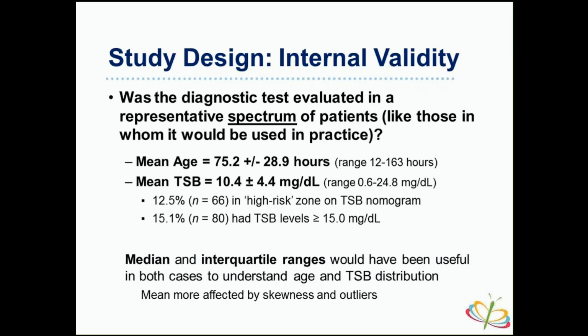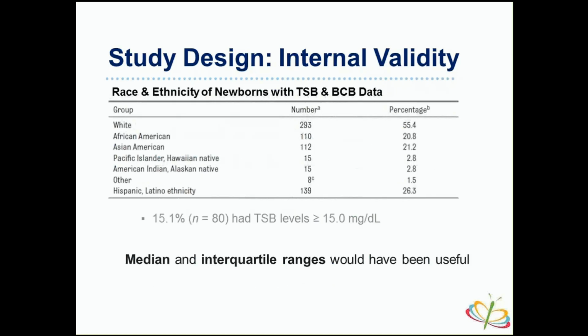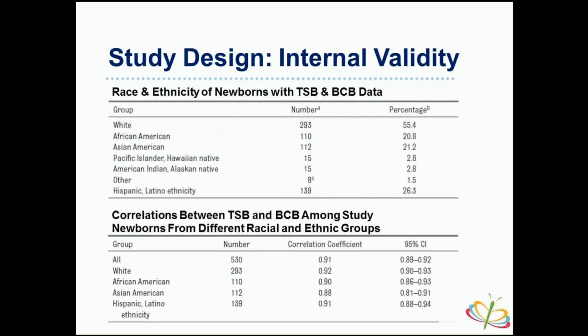Another way to answer this question is to see if they looked at various ethnic groups. As we saw in the other table, they looked at various ethnic groups, as you can see on this table here. Although they had a higher percentage of white population at 55%, they still had a very good representation from the other ethnic groups. As you can see, African American and Asian American at 21% and Hispanics at 26%.